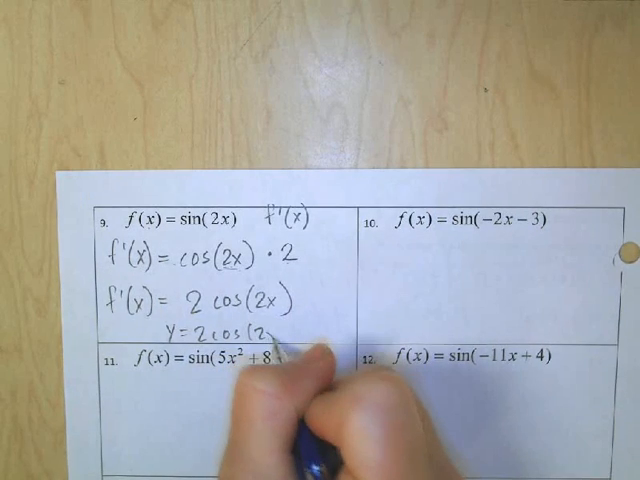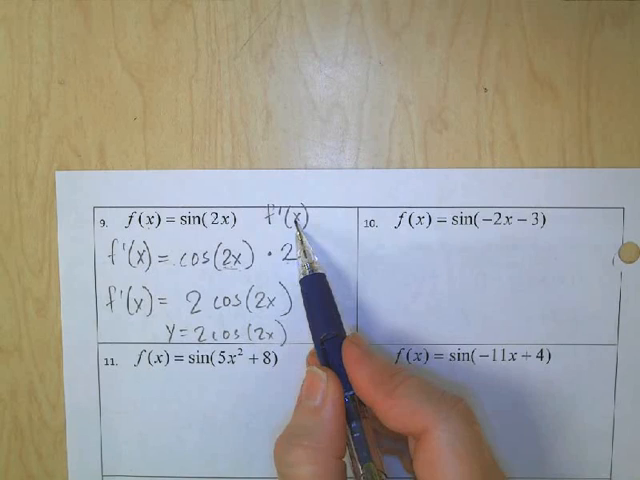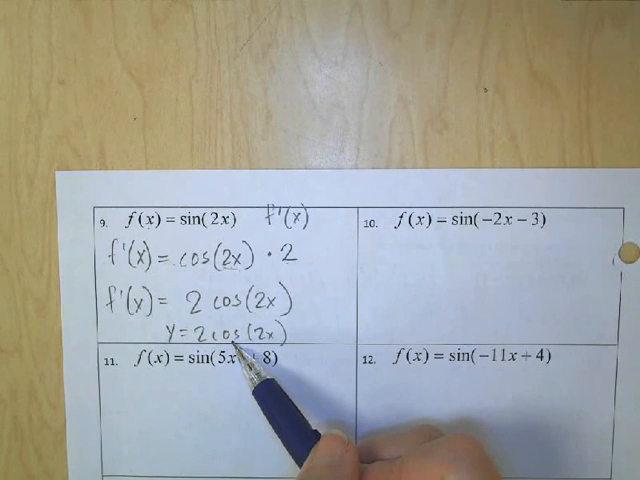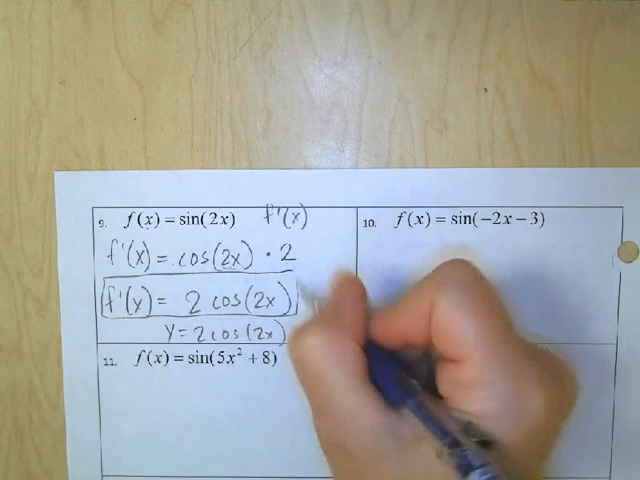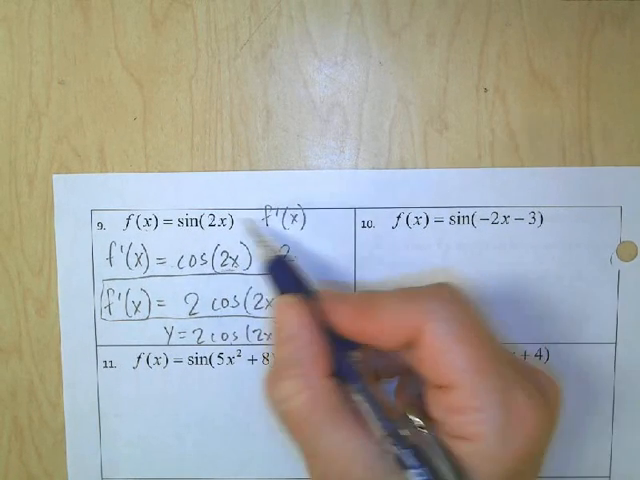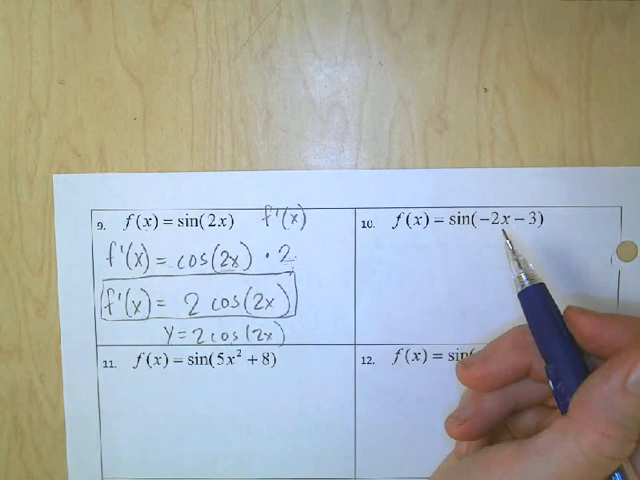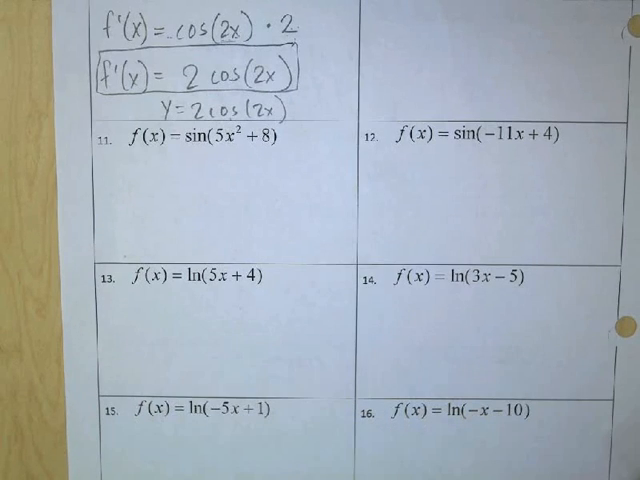Put that into Desmos, and you should see that the one Desmos graphs for you and this one match each other. But here is the answer. Notice I'm not multiplying the 2 by what's inside the parentheses. This 2 comes out front. All right, so these four are pretty much the same, and then the natural log.